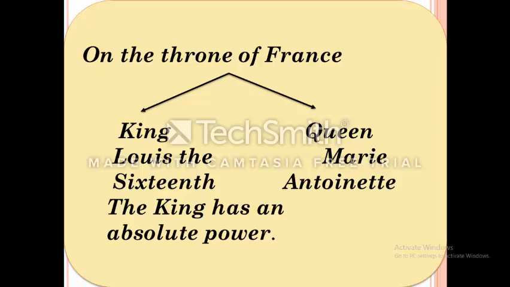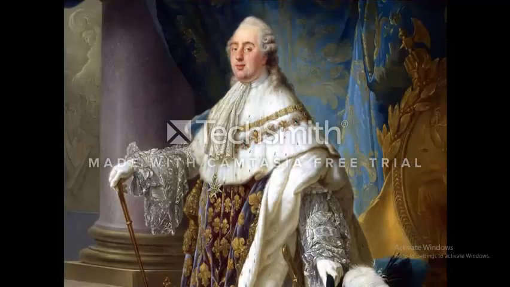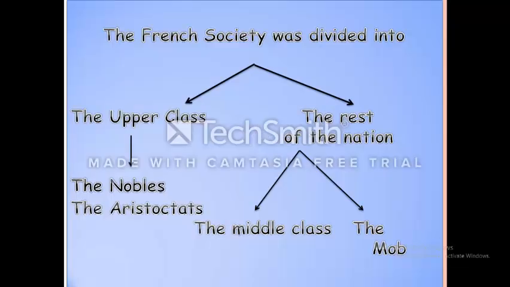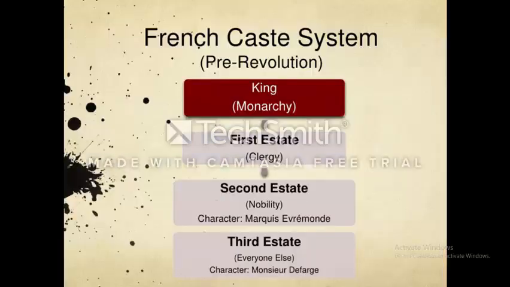On the throne of France, there was a king called Louis XVI. The king had absolute power. And on the throne of France, there was also a queen called Marie Antoinette. This is King Louis XVI, and this is Marie Antoinette. Well, French society was divided into the upper class, which includes the nobles or the aristocrats, and the rest of the nation, the middle class and the mob.